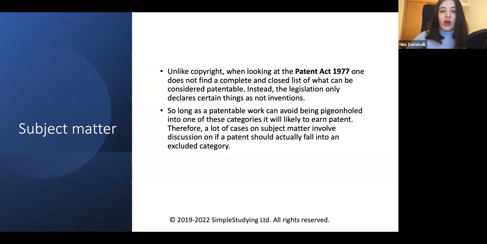Instead, the legislation only declares certain things as not inventions. So as long as a patentable work can avoid being pigeonholed into one of these categories, it is likely to earn a patent. So as long as you can successfully apply the requirements of the patent as set out in Patents Act sections 1, 2, 3, and 4, you should be able to argue in your case that the patent is or is not met.